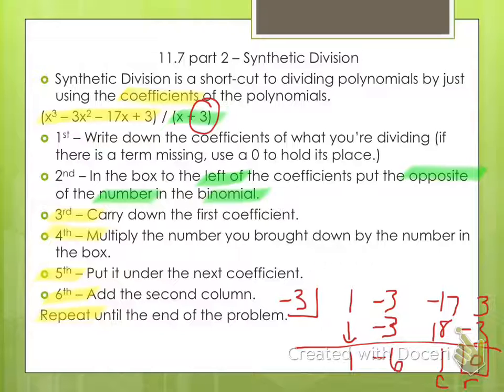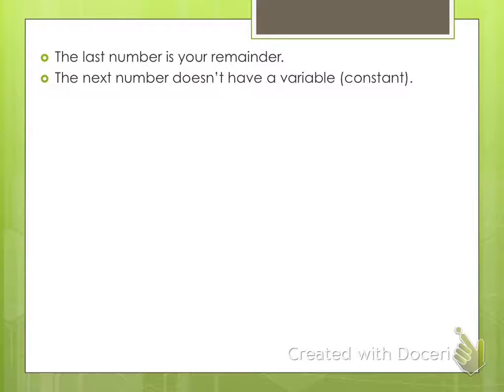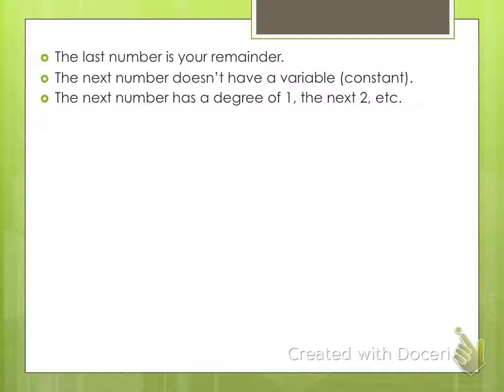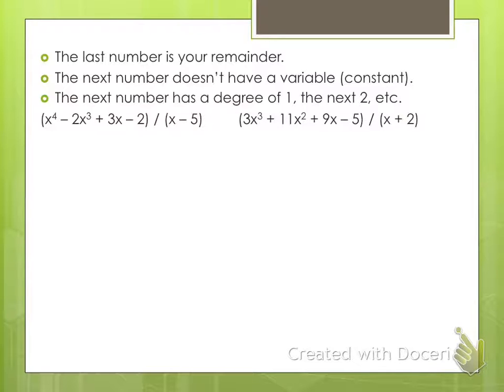My next number is my constant term. My negative 6 is an x, and then my next one is an x squared. So again, it always goes from right to left. My first is my remainder, then my constant term, x to the first power, x to the second power. If I had another one, it'd be x to the third power, x to the fourth power, and so on. This is just what I said. The last number is the remainder in the box.